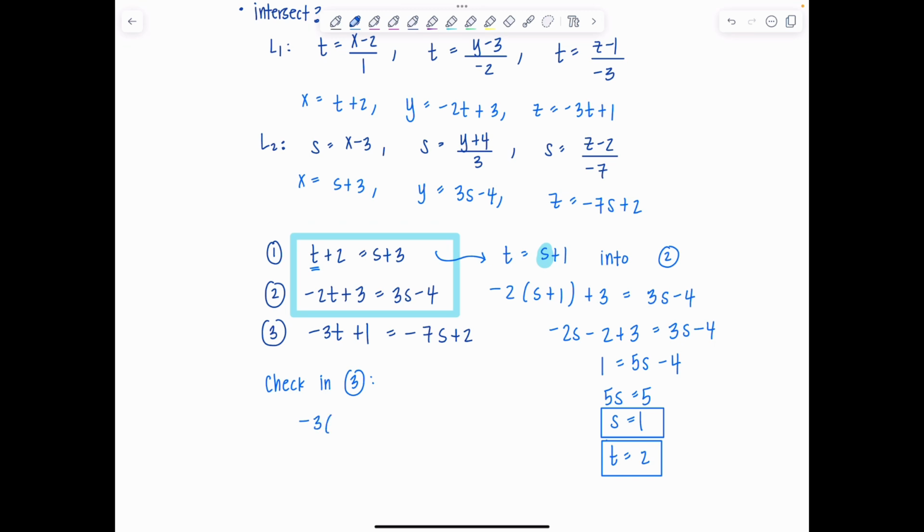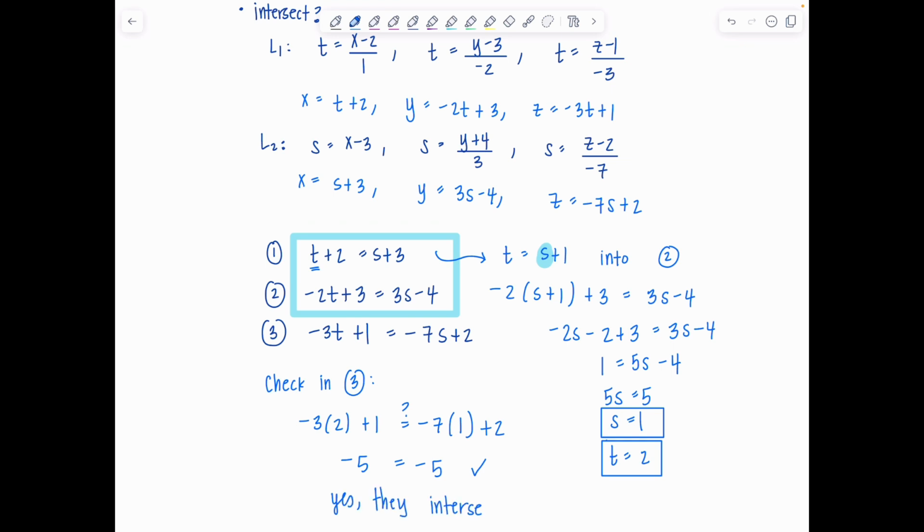Is negative 3 times t, which is 2, plus 1, with a little question mark. We don't know, right? Don't just put equals. Then you're lying. Does it equal negative 7 times 1 plus 2? So negative 3 times 2, that's negative 6 plus 1, negative 5. Does that equal negative 7 plus 2, negative 5? Yes, it does. Yay! Okay, so yes, that means they intersect.